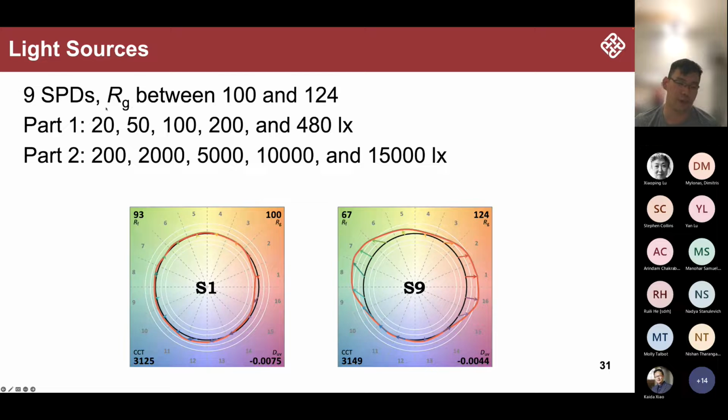And we use Rg. Rg is a metric that we developed in this IES TM-30 like system. It talks about the ability of the light source to render or increase the saturation of the object. So the larger the value, the more saturated the colors become. These 9 different sources have an Rg between 100 and 120. So 100 is kind of the reference, which means for these different spectral compositions, we are increasing their ability to increase the saturation of the object.